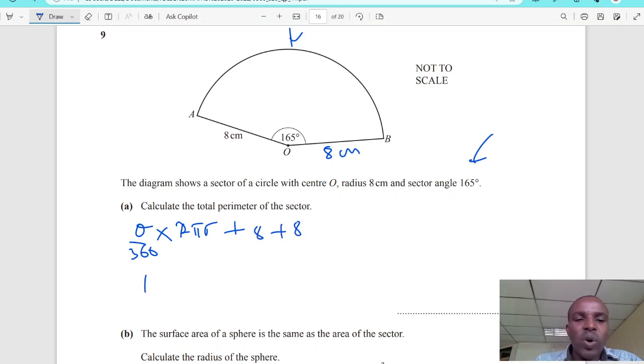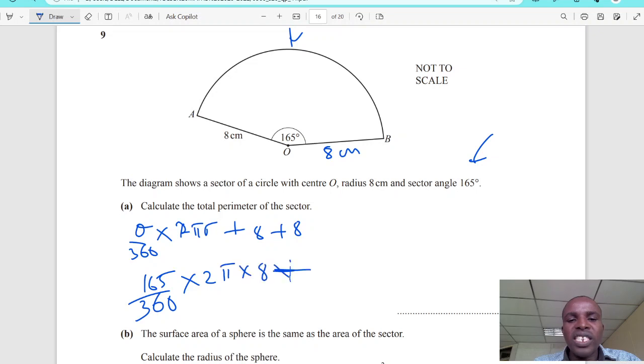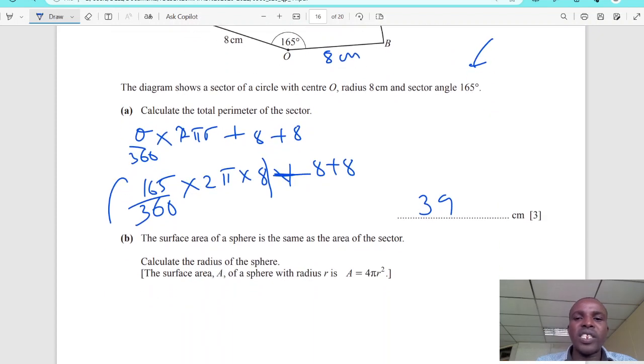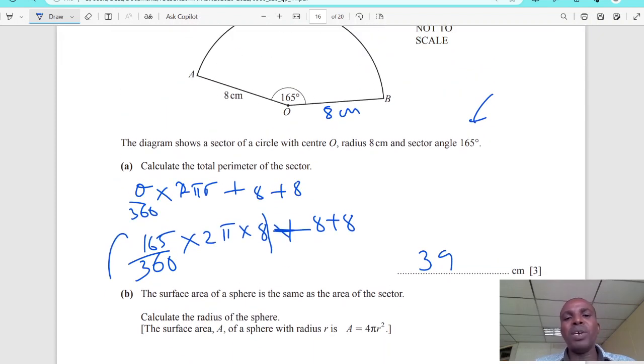Just like that. So our theta is 165. 165 over 360 times 2 times pi times radius 8. Then the answer that you get plus 8 plus 8. So let's punch in our calculator this part first. So it's 165 times 2 times 8 times pi divided by 360. Then the answer, you add 8 plus 8, plus 16. 39.03. So it's just 39 centimeters. That's the perimeter of this item.